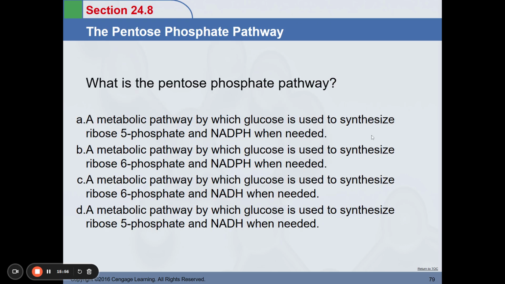Okay, so this is a problem again. We can pause this video to answer this question. Okay, so the answer for this one is a metabolic pathway by which glucose is used to synthesize ribose 5-phosphate and NADPH when needed.